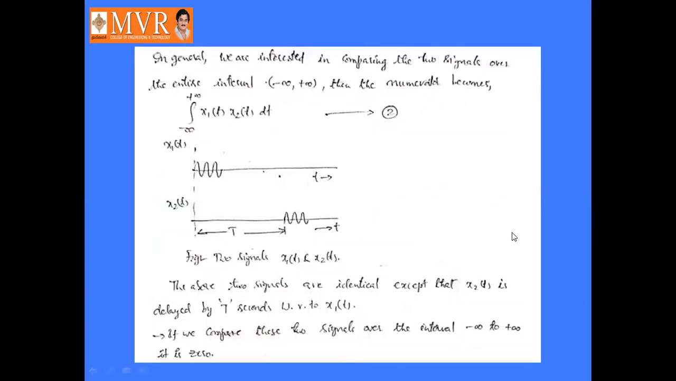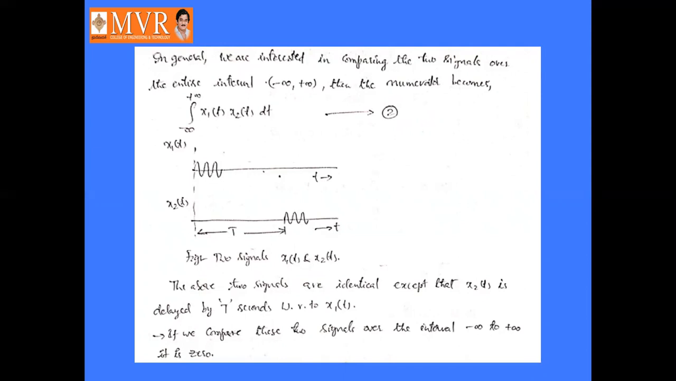In general, we are interested in comparing the two signals over the entire interval. Entire interval means beyond the specified limits, that is from minus infinity to infinity. So the numerator becomes the integral from minus infinity to infinity of x1(t) x2(t) dt for the entire interval. That is considered as equation number 2.